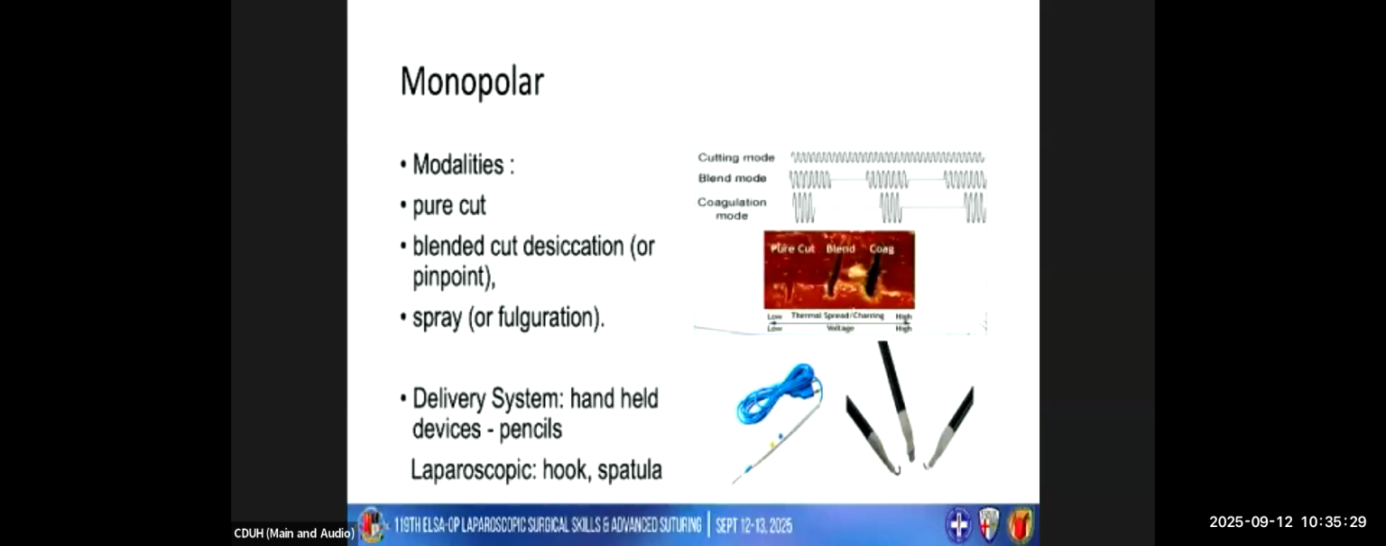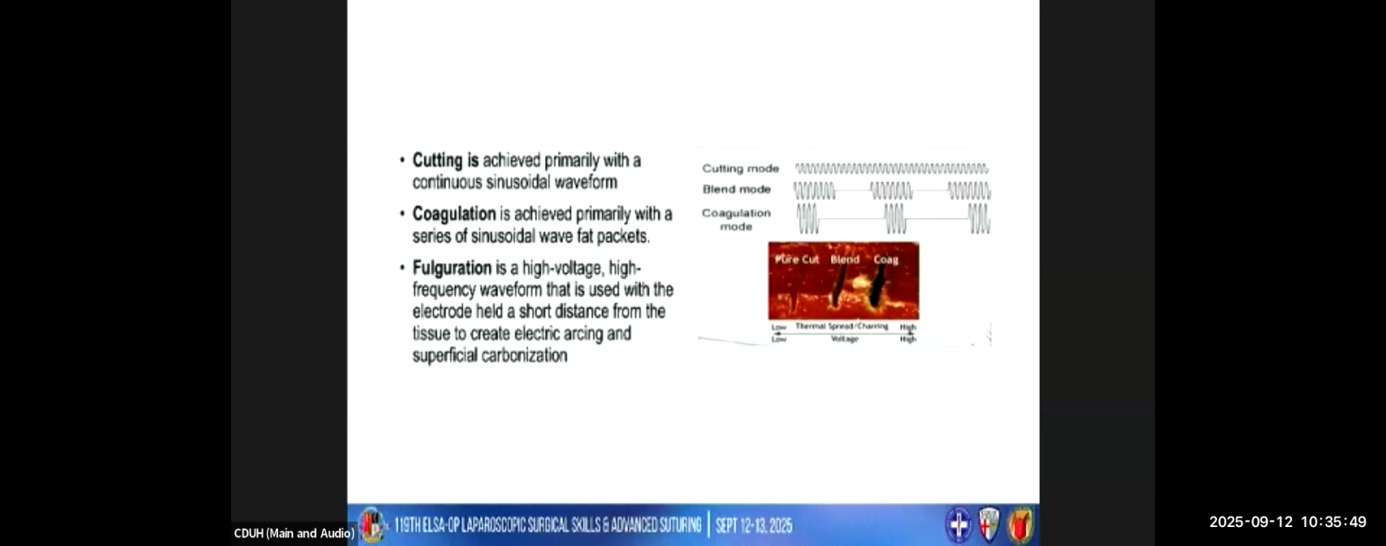So the modalities for monopolar would be pure cut, blended cut, spray or fulguration, and the delivery system is through a handheld instrument such as your pencil, or for laparoscopy, it is usually the hook or the spatula. Cutting is achieved primarily with a continuous sinusoidal waveform. Coagulation is achieved primarily with a series of sinusoidal wave packets.